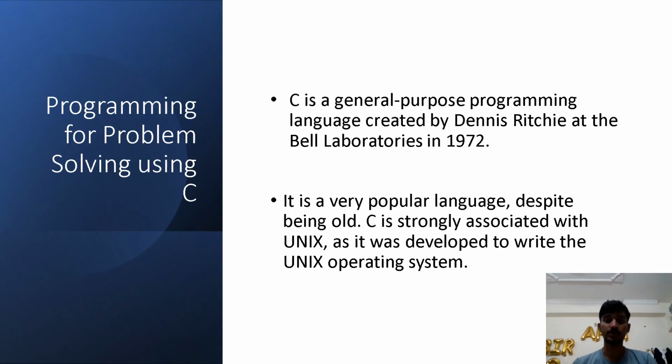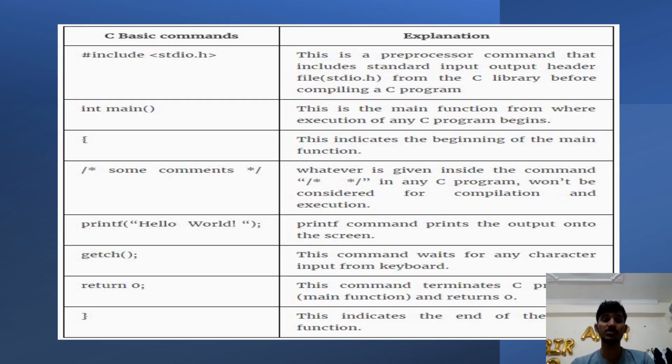C is a general purpose programming language created by Dennis Ritchie at the Bell Laboratories in 1972. It is a very popular language despite being old. C is strongly associated with Unix as it was developed to write the Unix operating system. So here we have C basic commands and explanations.